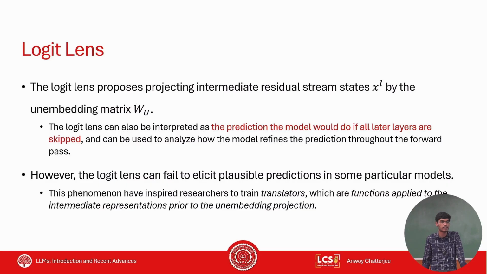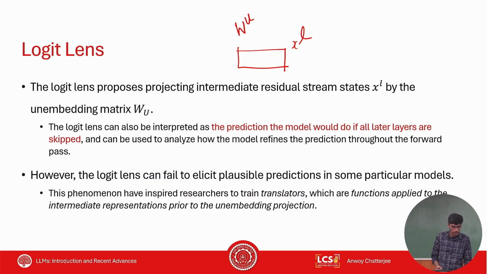Next, what I said in that classification of interpretability techniques was decoding in the vocabulary space. So what does that mean? This is another, again, easier technique of doing interpretability. When you have an intermediate residual stream state XL and an unembedding matrix WU, what this logit lens does is it simply projects this hidden state XL into the vocabulary space by multiplying with WU.